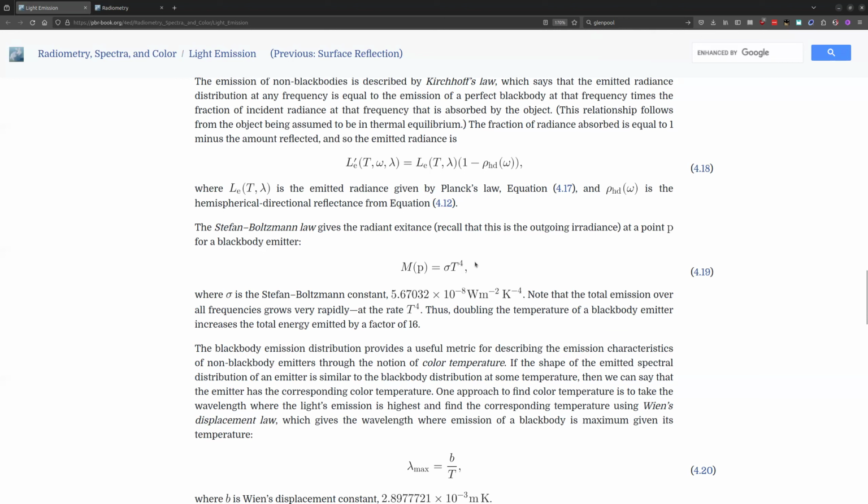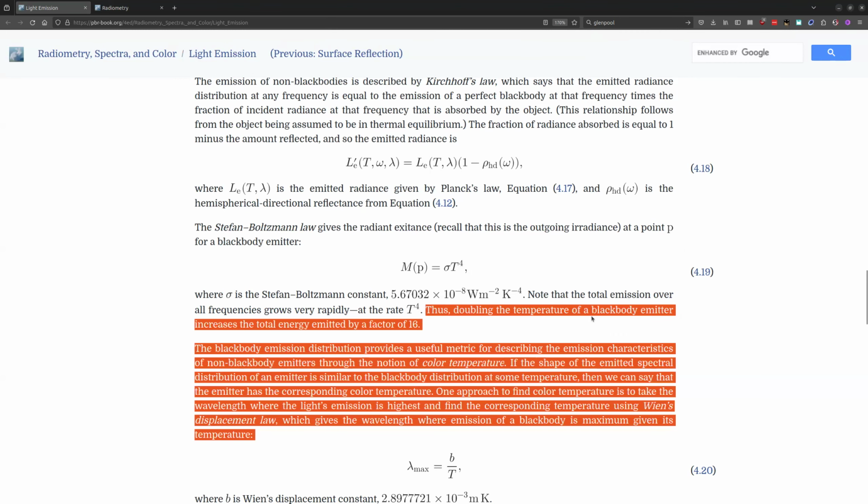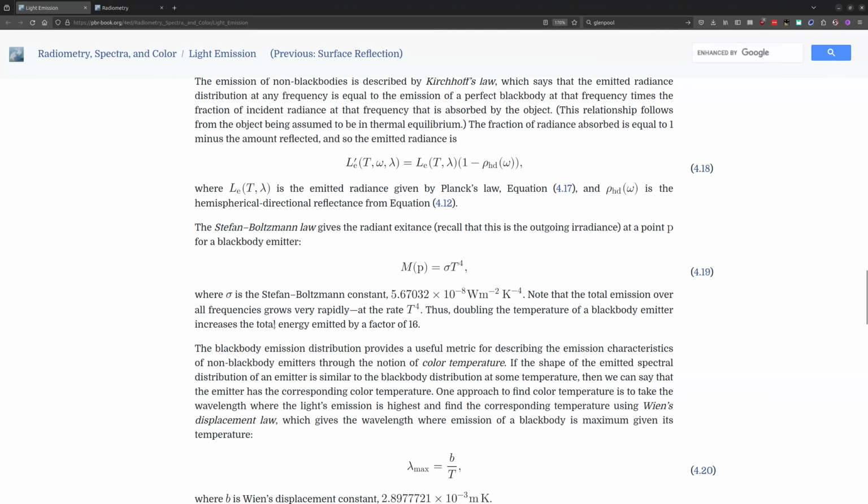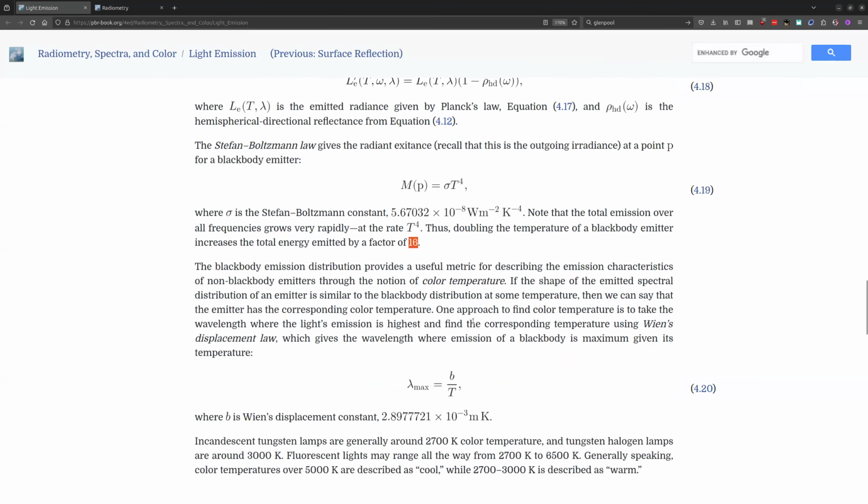Which is like, okay, I'm just coming up with numbers off the top of my head. Okay, yeah. Doubling the temperature of a black body emitter increases the total energy emitted by a factor of 16. That's what I was trying to get at. So a surface that is twice as hot emits way more energy, 16 times more, which is kind of crazy.